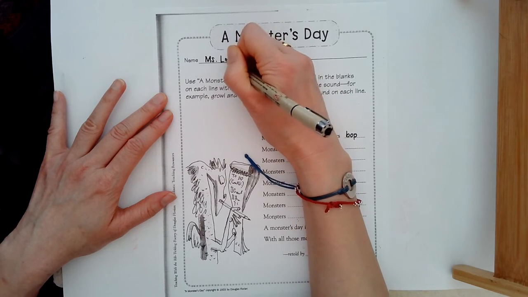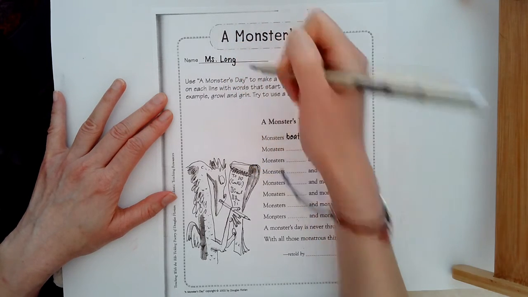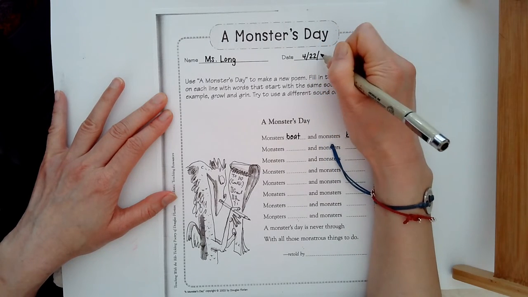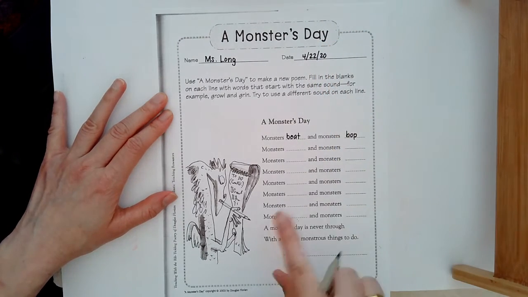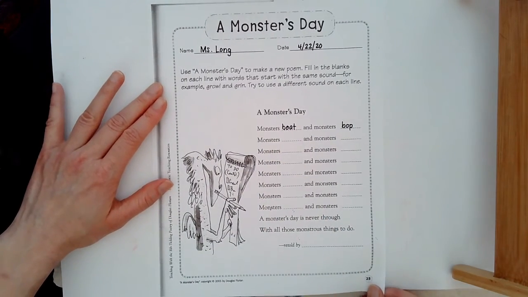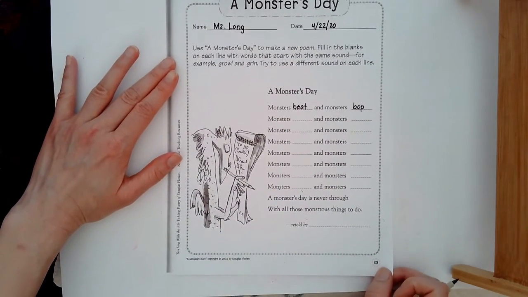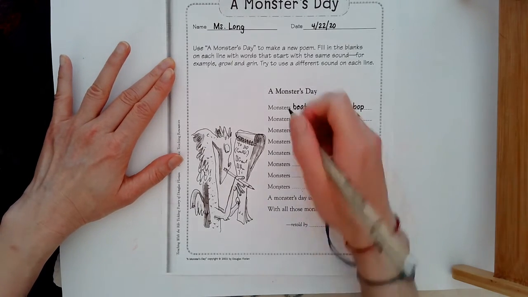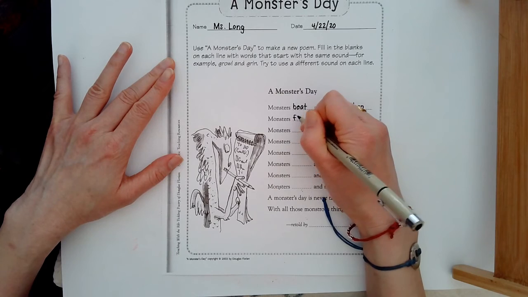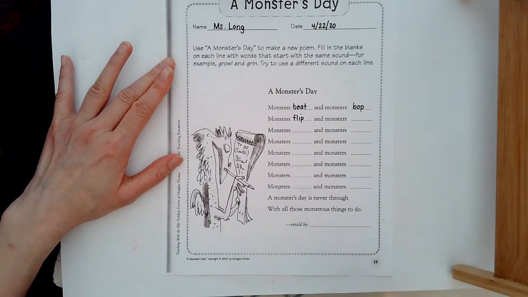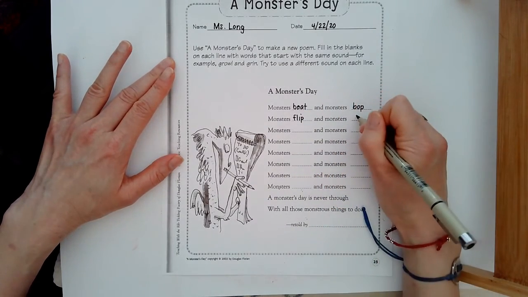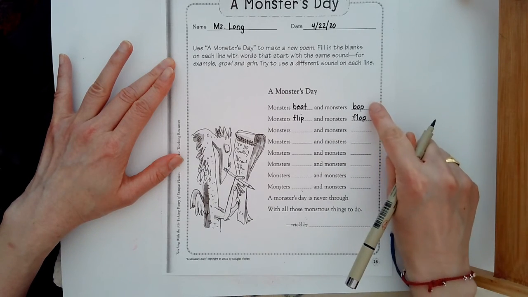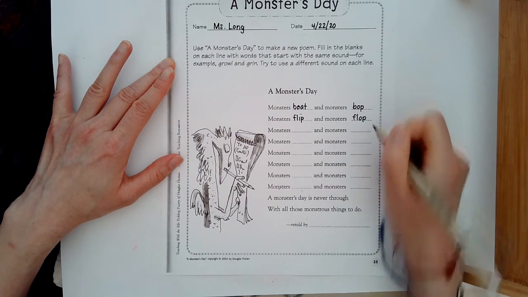Let me put down another pair of verbs like monsters flip and monsters flop. And hey, that's really cool. I have bop and flop, and these two words rhyme. You don't have to have your poem rhyme if it's easier for you and you're just thinking about the verbs. The main thing is to think about alliteration of these verbs. So try that before you try to make things rhyme. Sometimes rhyming can be really hard. I know it's hard for me sometimes.